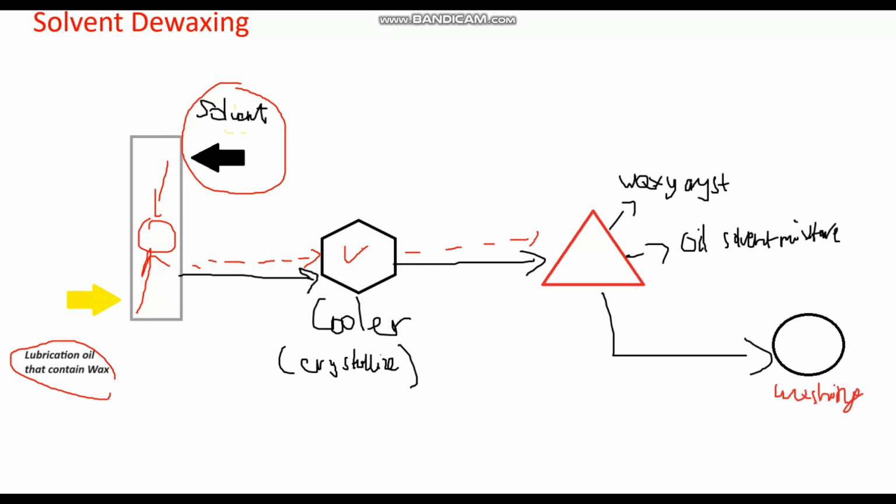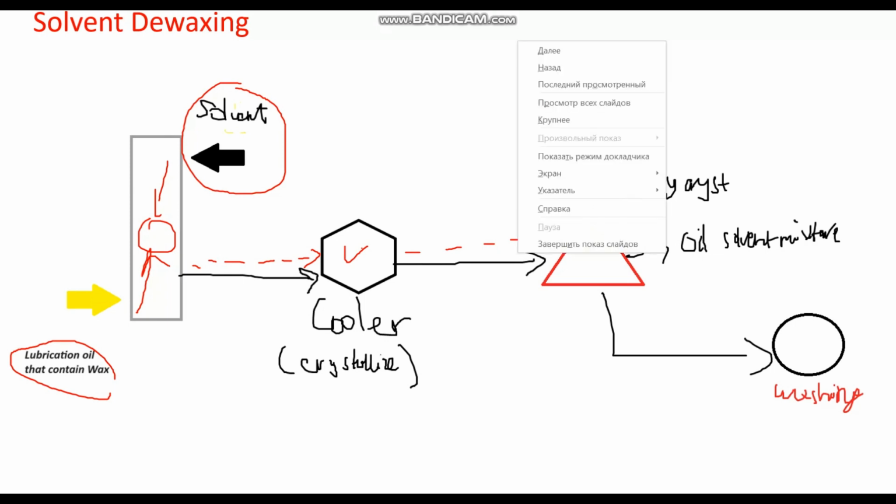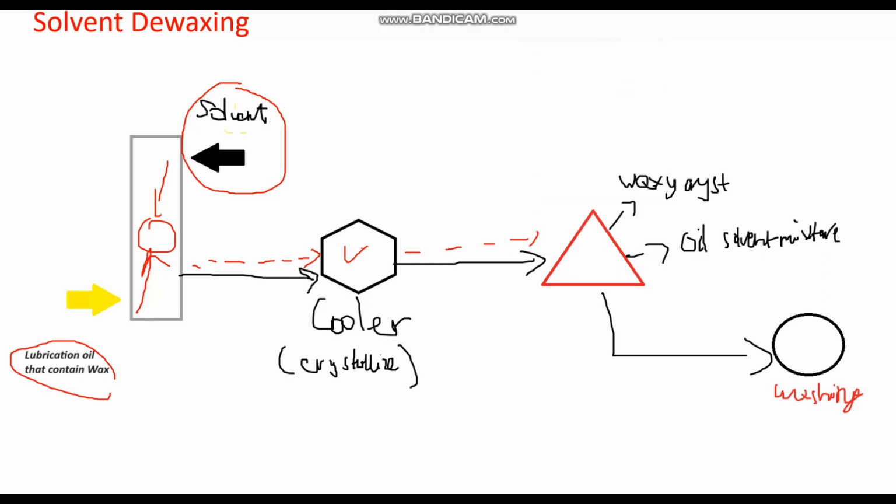filtration or separation. The cold mixture is then passed through a filtration or separation system that separates the waxy crystals from the oil solvent mixtures. This process, sometimes called wax precipitation, separates the components. After that, they will go to the washing.